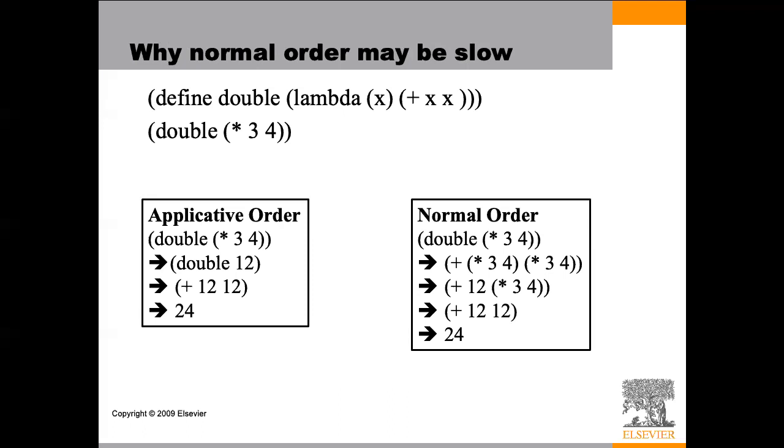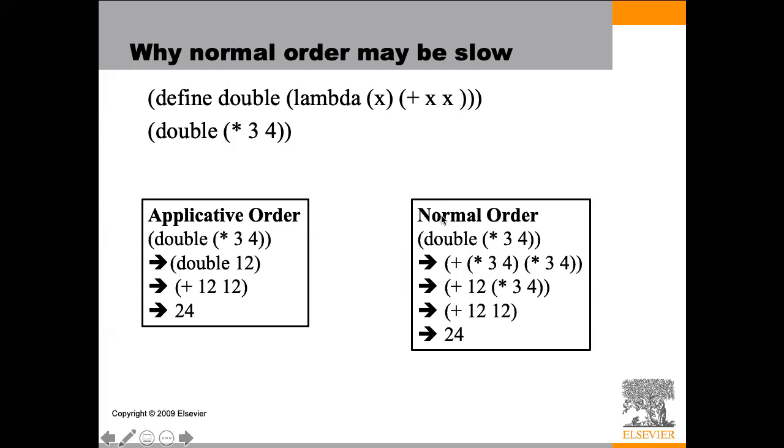And the reason is that it may have to evaluate the argument multiple times. So here's an example where I'm just adding x with itself. And I'm calling double with times 3, 4. So the argument is times 3, 4, or 12. And the result should be 24. So with applicative order, that function is immediately evaluated and it gives 12. And so when I do the addition, it's 12 and 12 and I get 24.